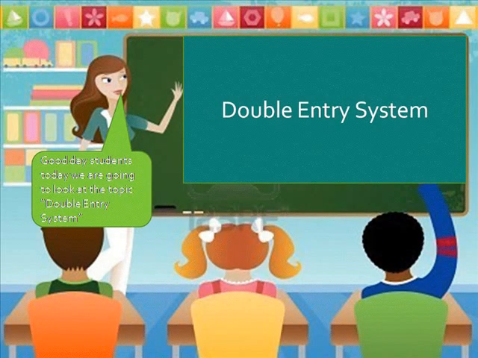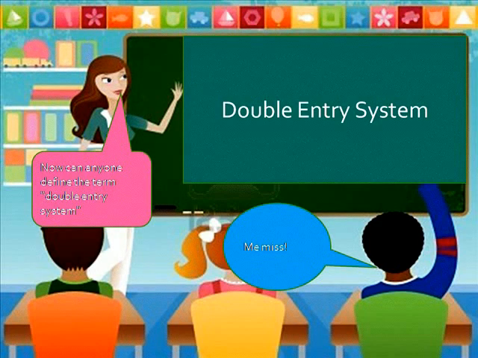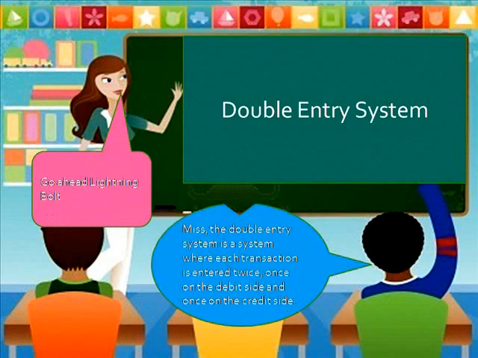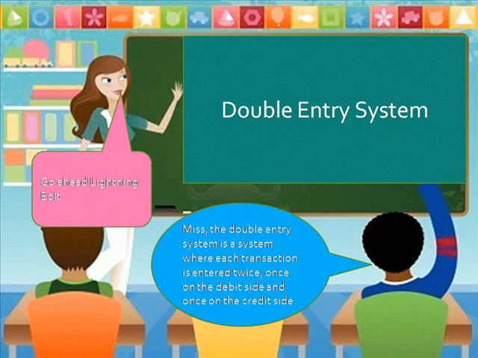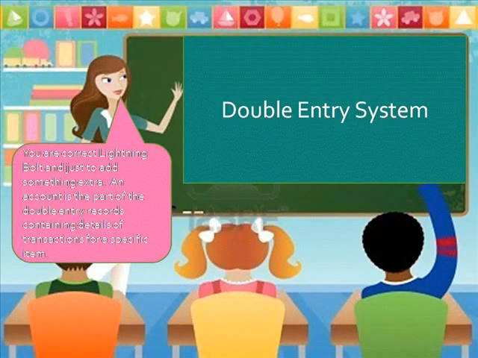Good day, class. Today we'll be looking at the double entry system. Now, can anyone define the term double entry system? Me, miss. Go ahead, Lightning Bolt. Miss, the double entry system is a system where each transaction is entered twice, once on the debit side and once on the credit side. You are correct, Lightning Bolt.